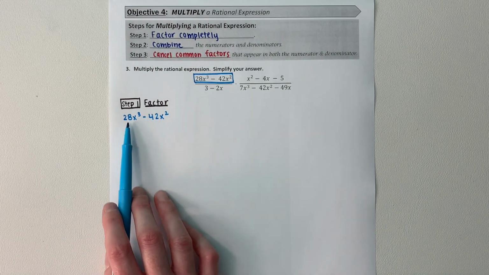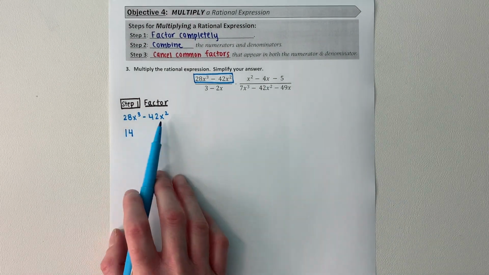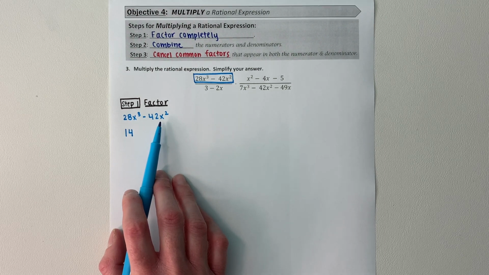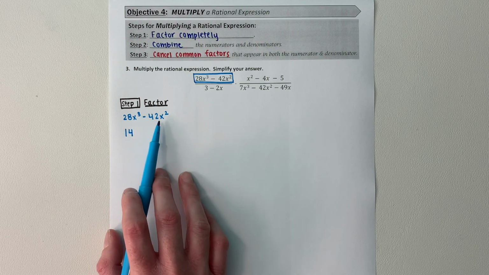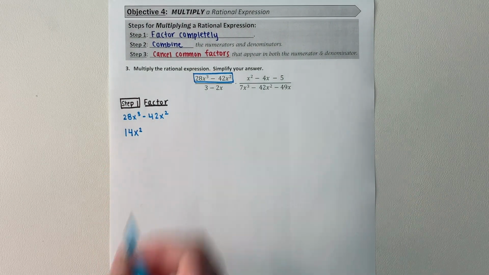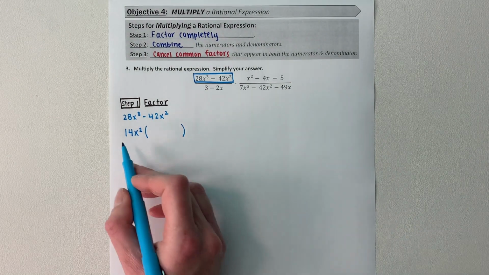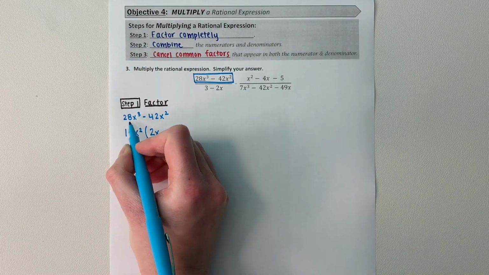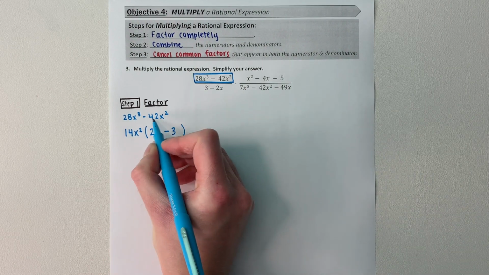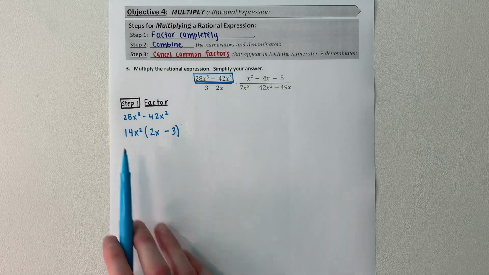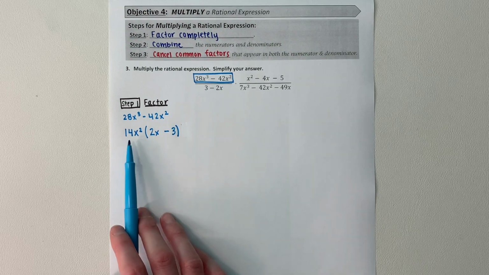The largest number that multiplies into 28 and 42 is 14. And both of these terms have an x. So remember, when you're identifying the greatest common factor, you always pick the x with the smallest exponent. So between x cubed and x squared, we put x squared in our GCF. Now that we've identified the GCF, we have to factor out the GCF. So 14x squared times 2x will give us 28x cubed, and 14x squared times a negative 3 will give us negative 42x squared. Now that we've factored out the GCF, this expression here cannot be factored any further. So we factored this numerator as much as we can.